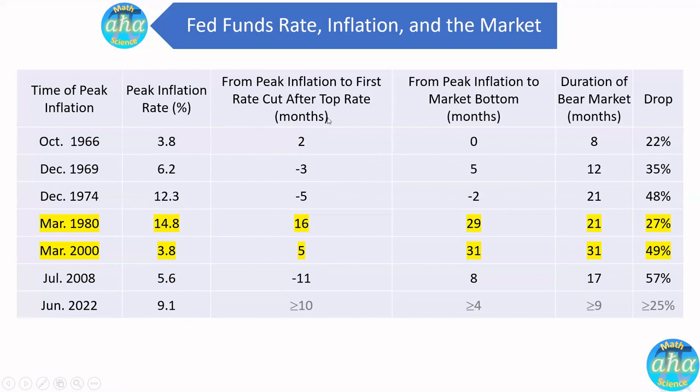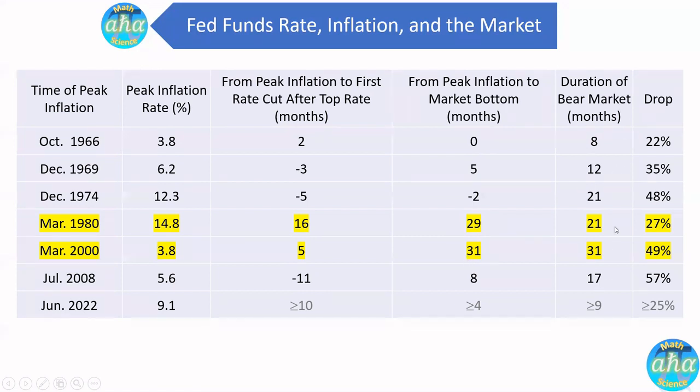This is measured in months. In some cases, you can see that the Federal Reserve made the first rate cut even before the inflation peaked. And in other cases, the Federal Reserve waited quite some time before making the first cut, after the inflation had already peaked. And then this column is what we are also very interested in, which is the time from the peak inflation to the market bottom, measured in months. In some cases, you can see the market bottom at the same time as peak inflation, or even before the inflation peak, so it's a negative value. And in other cases, the market bottomed long after the inflation peak.